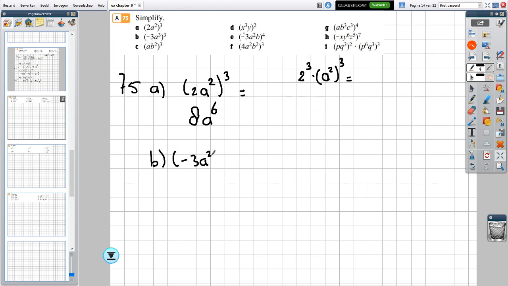Minus 3a to the third power. Again, the same rule applies. Minus 3 to the third power and a to the third power is going to be to the third power. Minus 3 times minus 3 times minus 3 is minus 27. And again, you may write down this intermediate step. Remember that minus 3 is inside of brackets in this case, right? So I get minus 27 in the end.